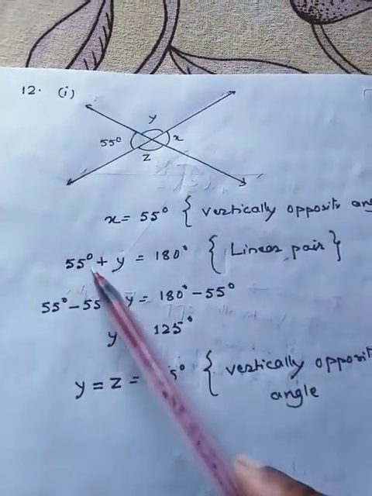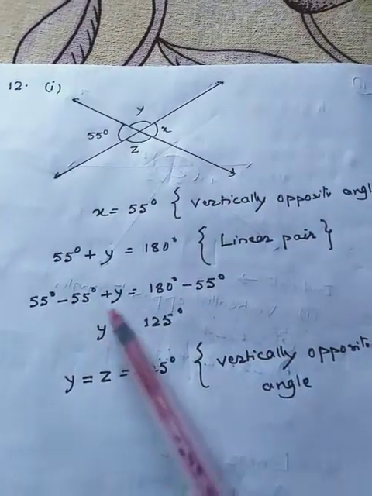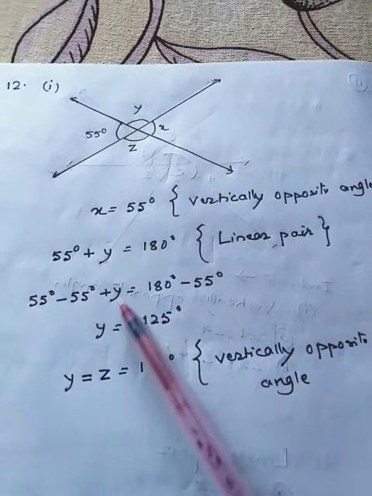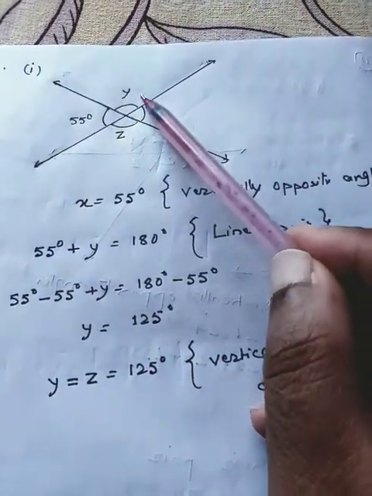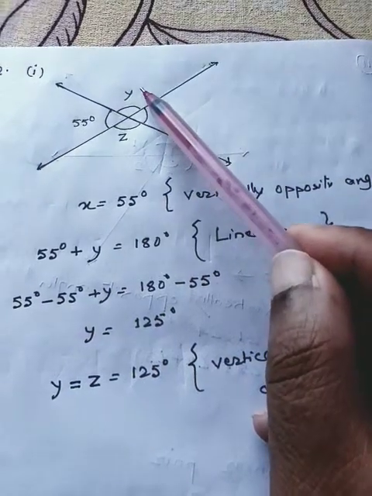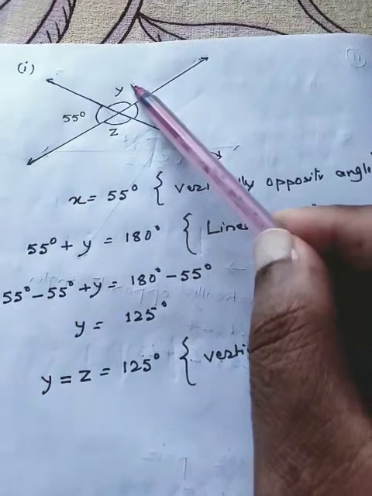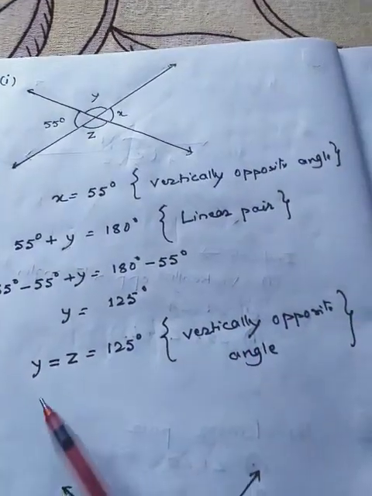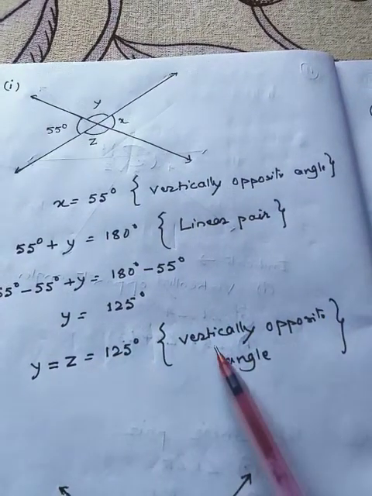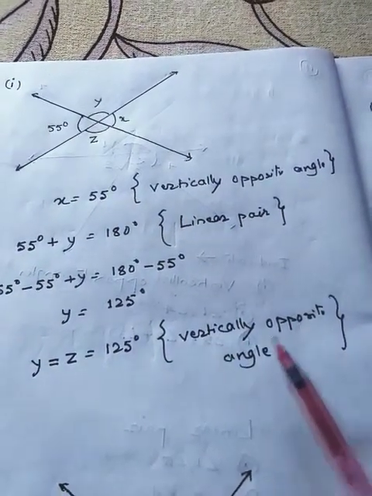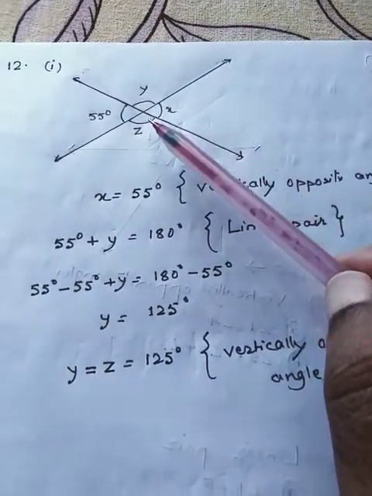To remove this 55 degree, what we have to do? We have to subtract 55 from both sides, isn't it? The LHS also and RHS also. So these two will be cancelled. So y equals 180 minus 55 is 125. So the value of y is 125. Now we know that y is equal to z. And what is the reason? The reason is they are vertically opposite to each other. So I have written y equals z equals 125. Why? Because they are vertically opposite angles. So in this way we have found the value of x, y and z.